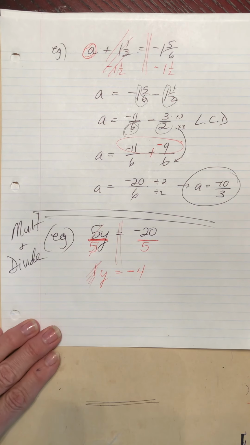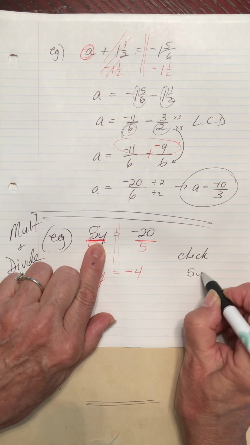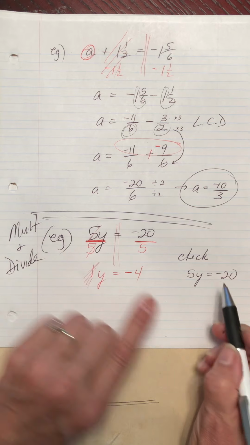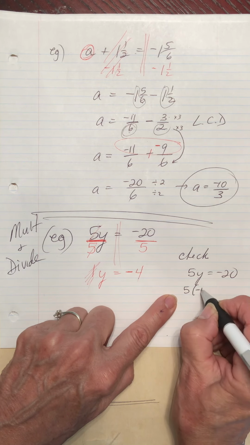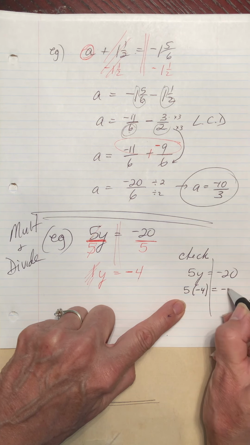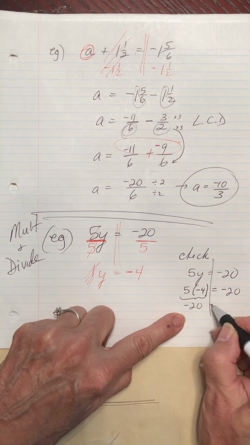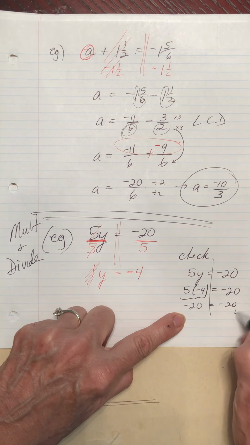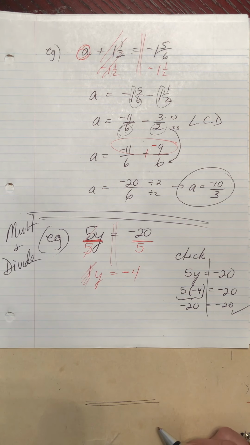If I want to check to see if this is the correct answer, I take what I had in the beginning, but here I put in my solution. So this says 5 times negative 4, because that's what I think the solution is. That is supposed to be negative 20. So these two together are negative 20. The other side had a negative 20, and that all works nicely. So my check shows me that what I did is correct.